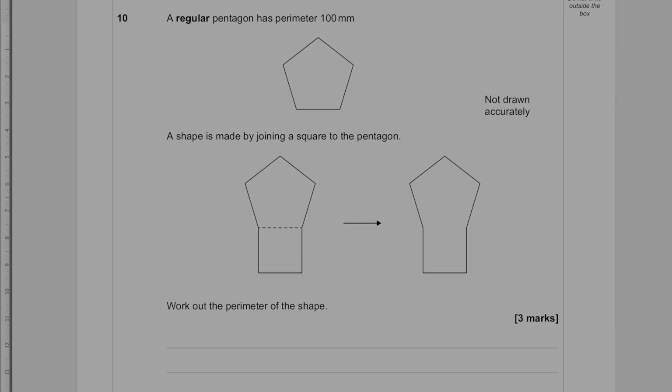Okay, question 10. A regular pentagon has a perimeter of 100 millimeters. A shape is made by joining a square to the pentagon. What is the perimeter of this shape?